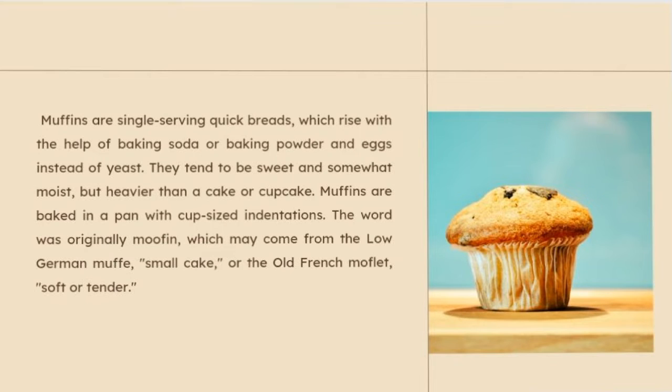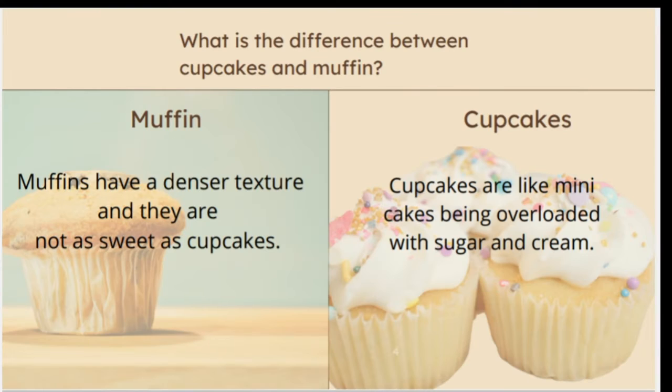The word was originally muffin, which may come from the Low German muffe, or small cake, or the Old French mufflin, soft or tender. So what is the difference between cupcakes and muffins? Well, muffins have a denser texture and they are not as sweet as cupcakes. But cupcakes are like mini cakes overloaded with sugar and cream.